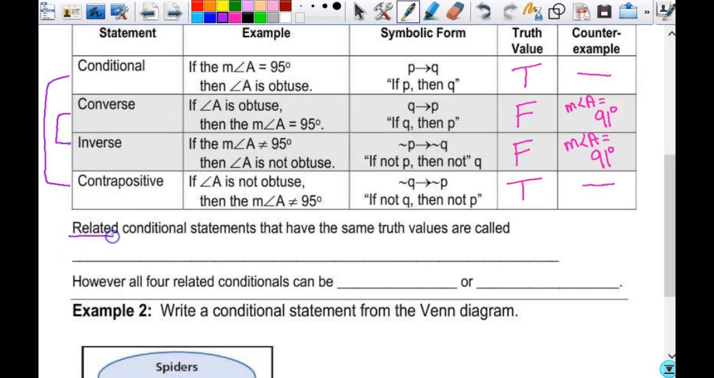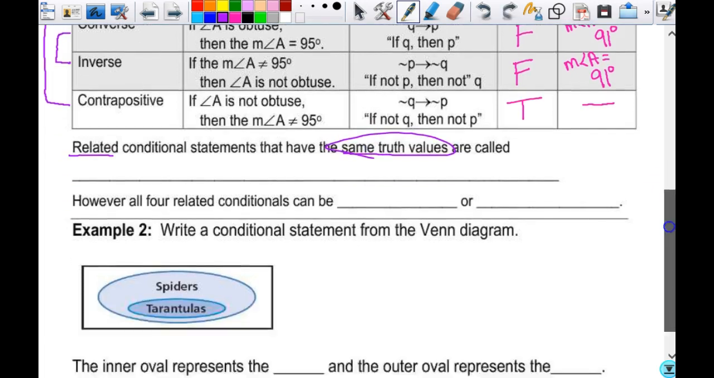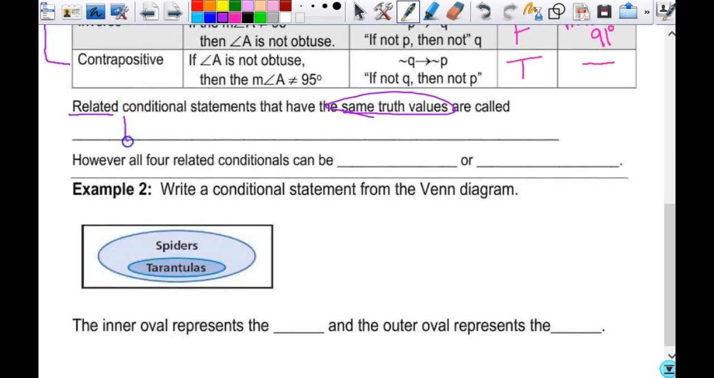So related conditional statements that have the same truth values are called, okay, and this is going to be some fancy sounding wording, logically equivalent statements. They are logically equivalent statements. This is way more important than you think it is, okay?